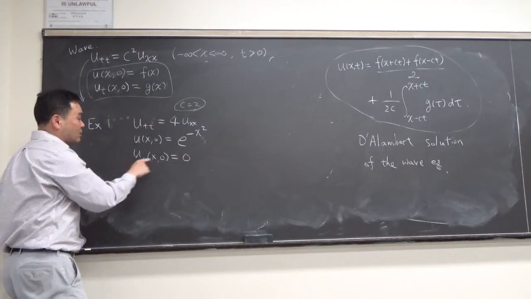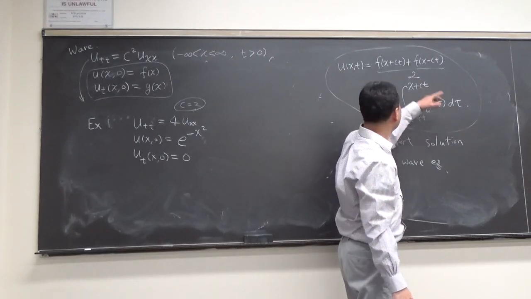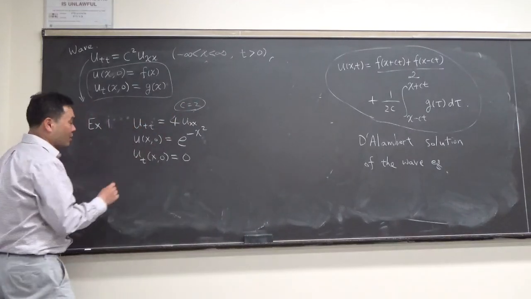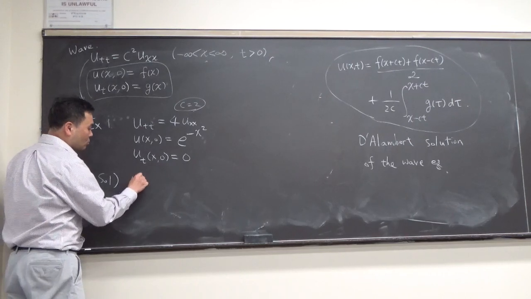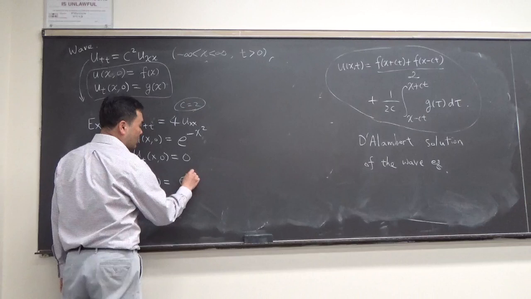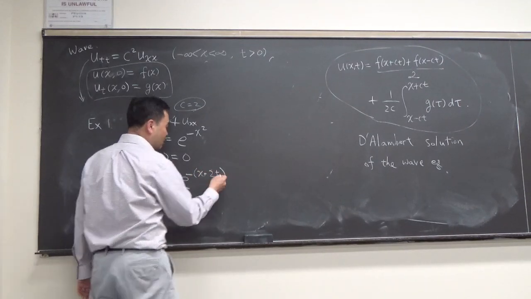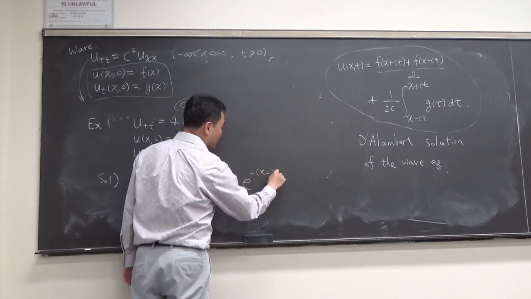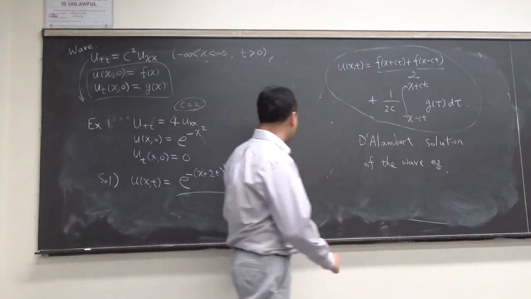And because g is 0, this integral is not going to give you anything, so that's gone. The only thing will be this one, right? So the solution, according to D'Alembert's formula, would simply be u(x,t) equals e to the negative (x minus 2t) squared, plus e to the negative (x plus 2t) squared, over 2. Now what does that mean?